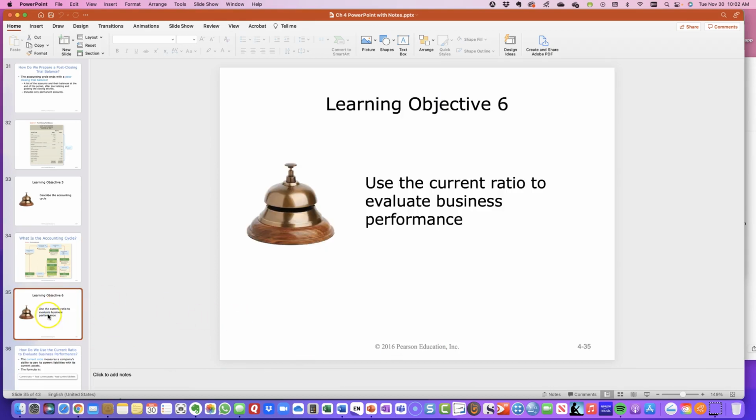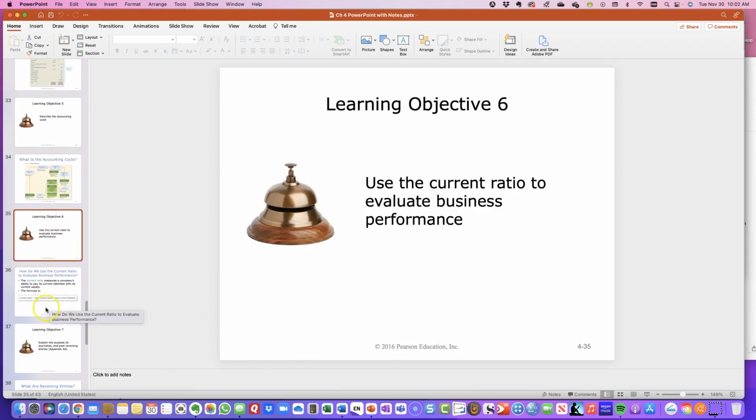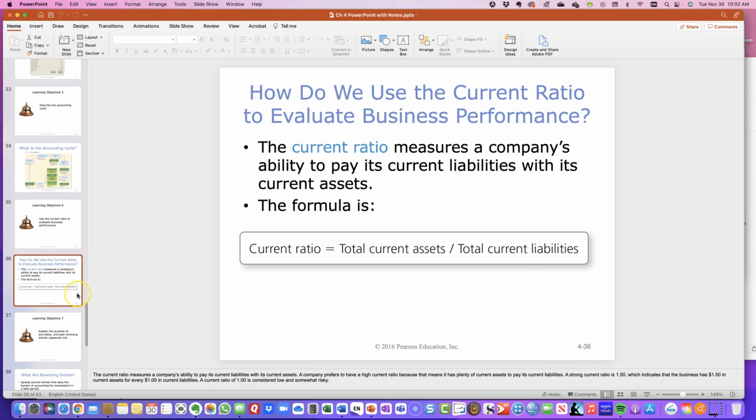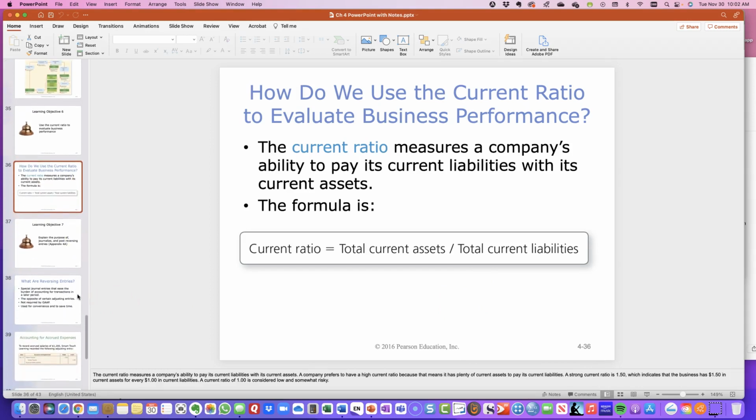Now let's talk about the current ratio to evaluate business performance. The current ratio is your total current assets divided by your total current liabilities. What this ratio does is measure the company's ability to pay its current liabilities with its current assets. Anything greater than a 1 we like, because that means we have more than enough current assets to pay for our current liabilities.